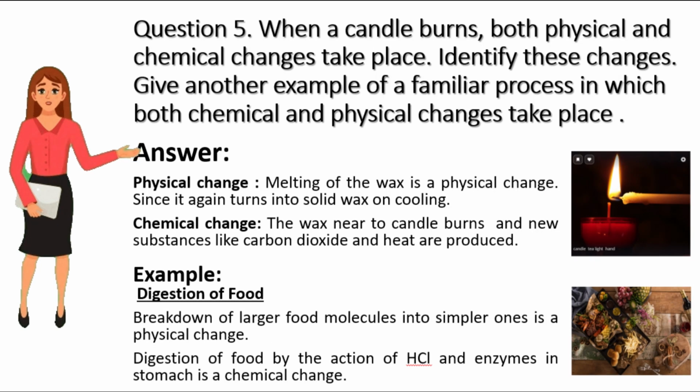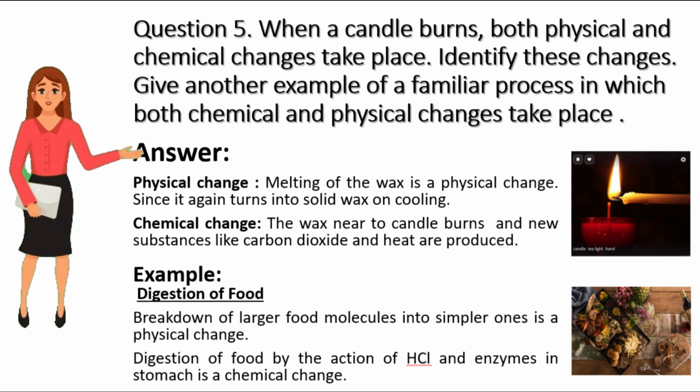Question 5. When a candle burns, both physical and chemical changes take place. Identify these changes. Give another example of a familiar process in which both chemical and physical changes take place. Answer. Physical change: melting of the wax is a physical change, since it again turns into solid wax on cooling.